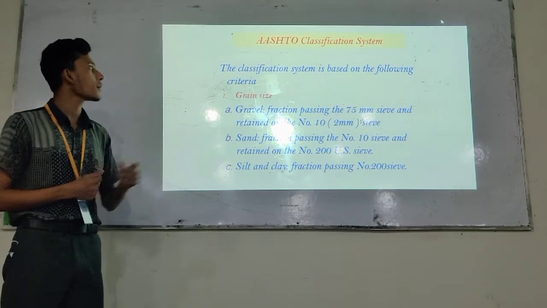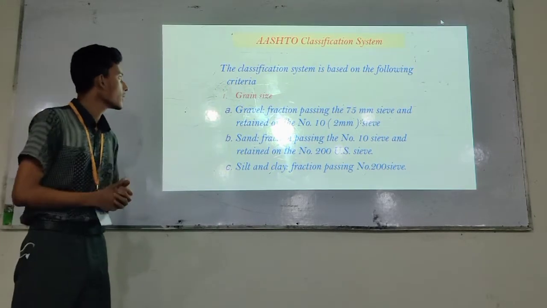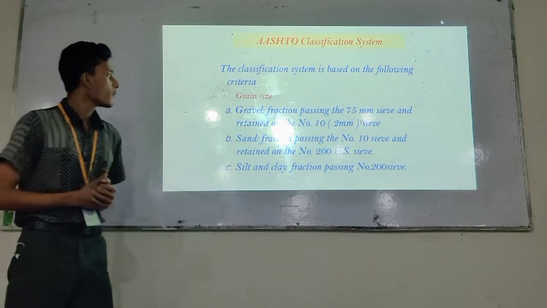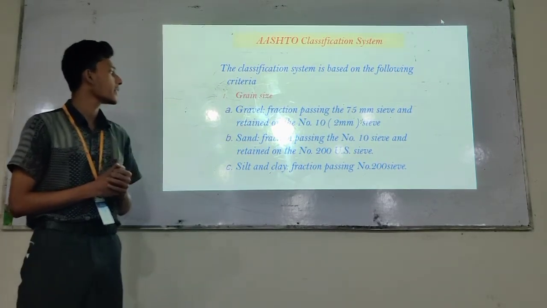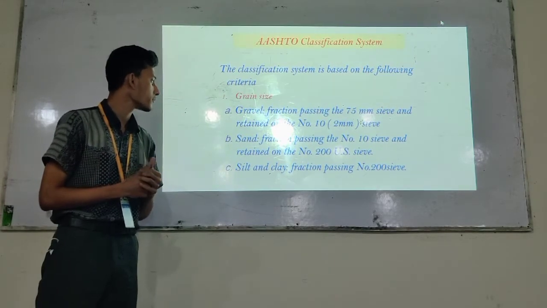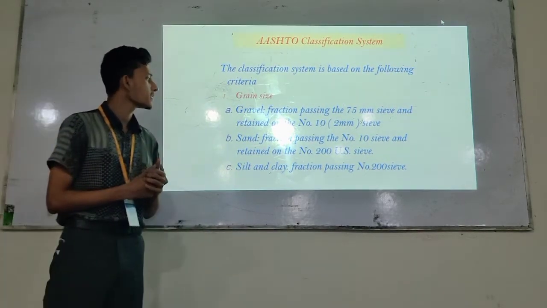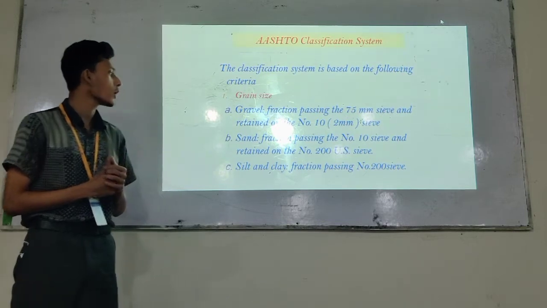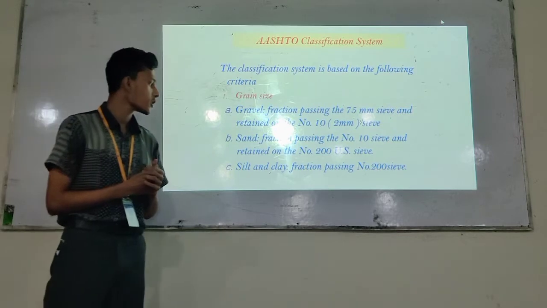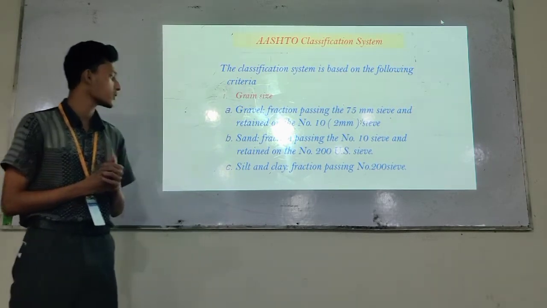Today I am going to discuss the AASHTO classification system. The classification system is based on grain size. Soil passing the 75 mm sieve and retained on the number 10 sieve is called gravel. Soil passing the number 10 sieve and retained on the number 200 sieve is called sand. Soil passing the number 200 sieve is called silt and clay.